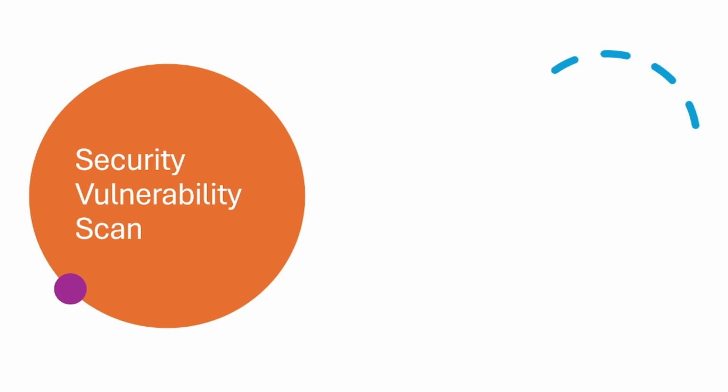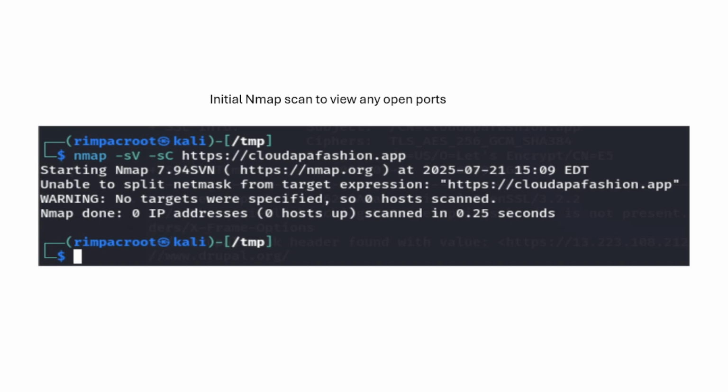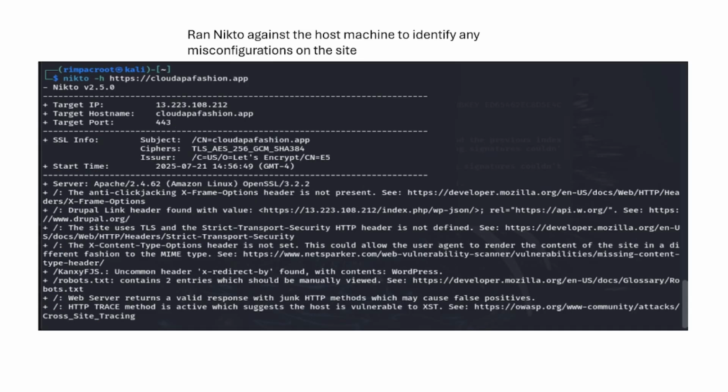Right. My name is Aidan, and I'll be covering security vulnerability scans, starting with the initial Nmap scan. This checks for open ports, and when scanned, it returns 0 ports open. Next, we ran Nikto against the host machine to identify any misconfigurations, and here it identifies misconfigurations such as header not present and HTTP header not defined, with a few more issues following if you read the text there.